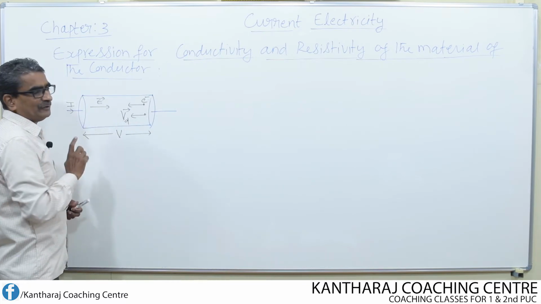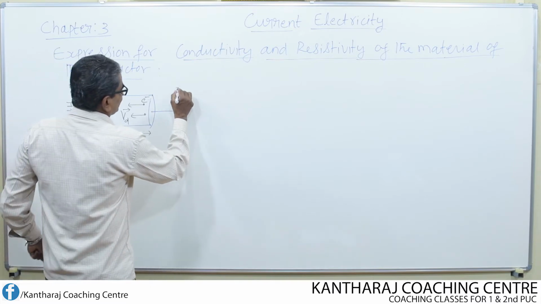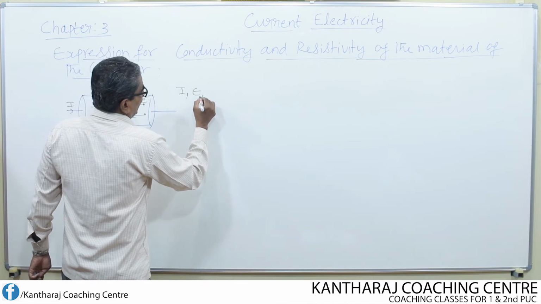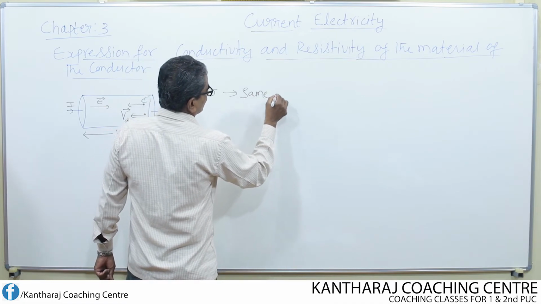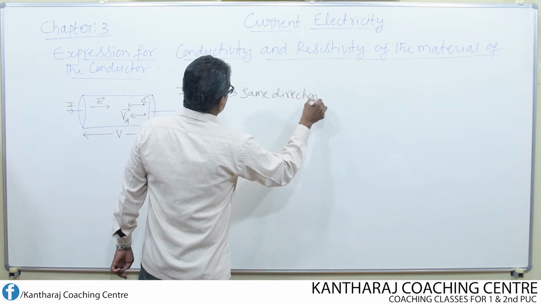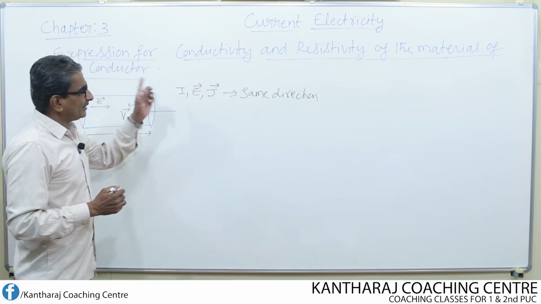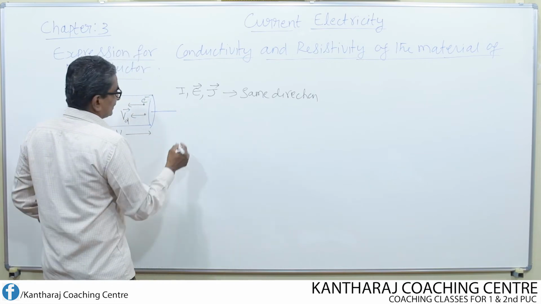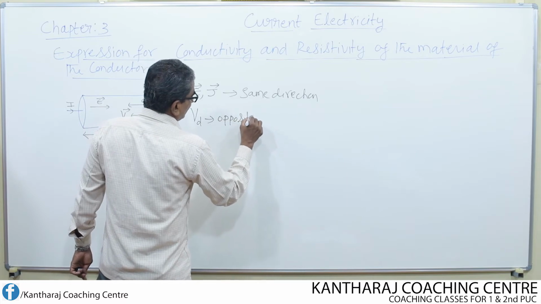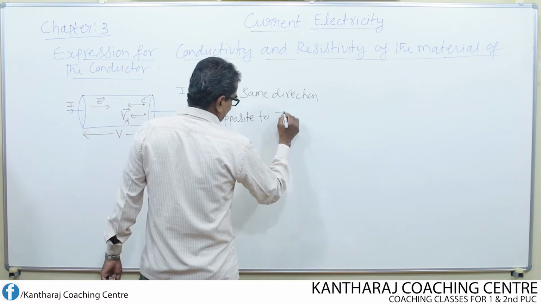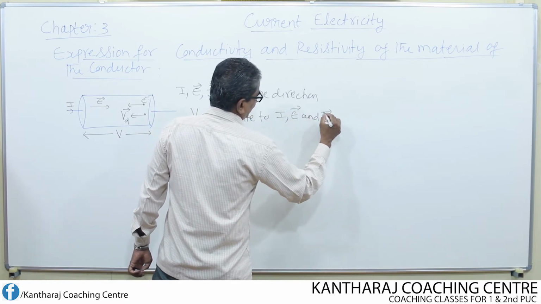Drift velocity and electric field are opposite to each other. Remember, current, electric field and current density are all in the same direction, whereas drift velocity is opposite to I, E and J. So remember this point.